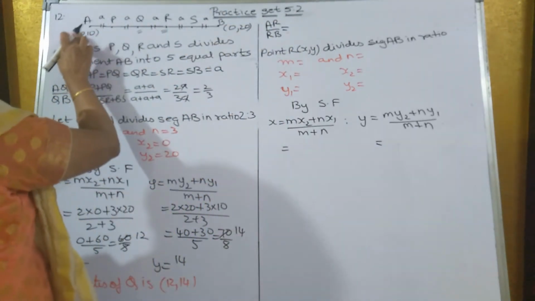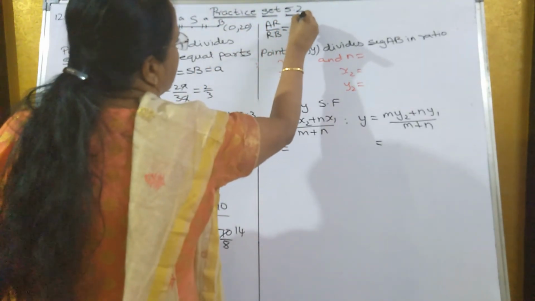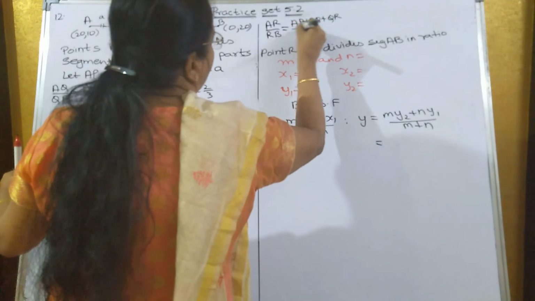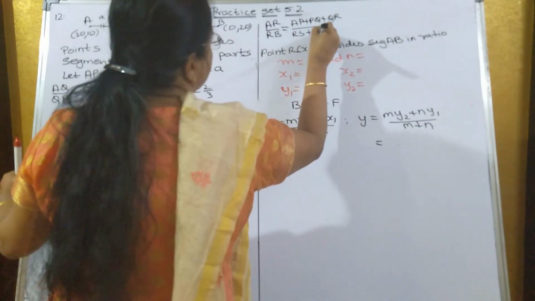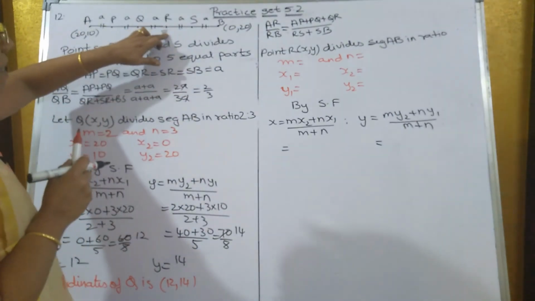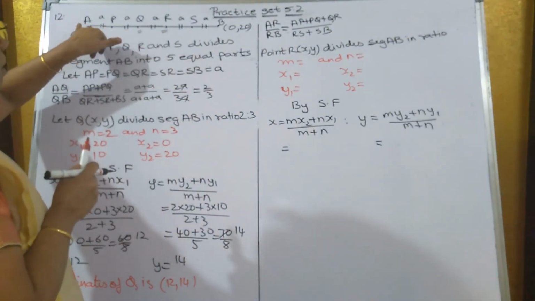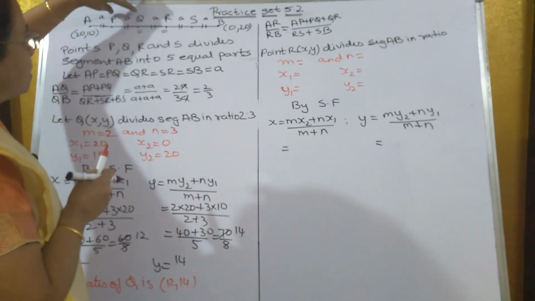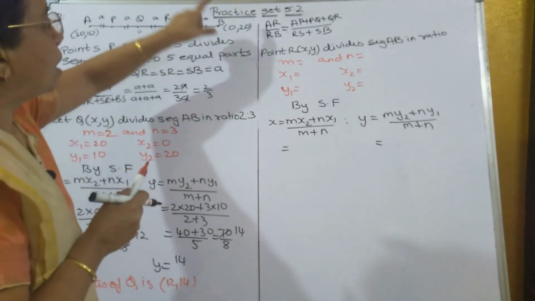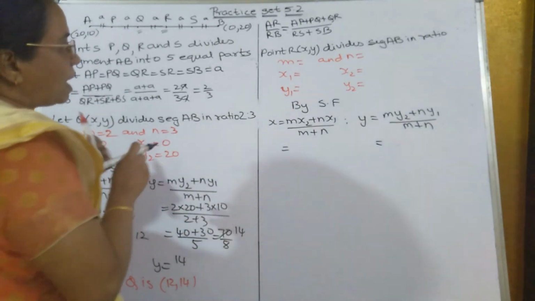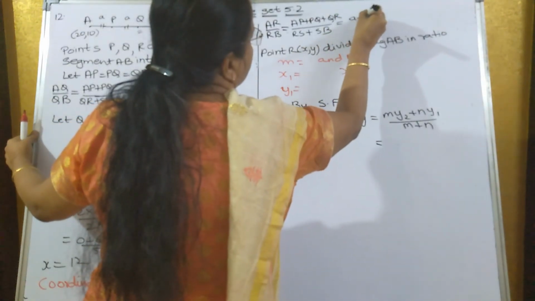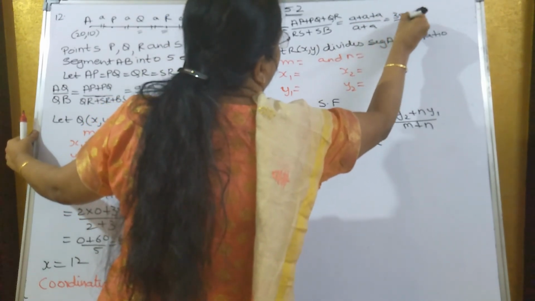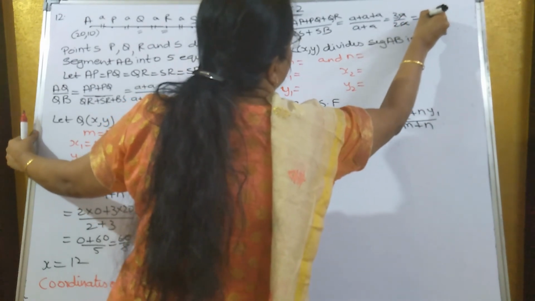AR is made up of what? AP plus PQ plus QR upon RS plus SB. So now we are finding the coordinates of R. R comes where? R is after A. So AR is made up of what? AP plus PQ plus QR, and RB is made up of what? RS plus SB. The value of each is A. So that's equal to A plus A upon A plus A. That's equal to 3A upon 2A. A and A will get cancelled. That is 3 upon 2.